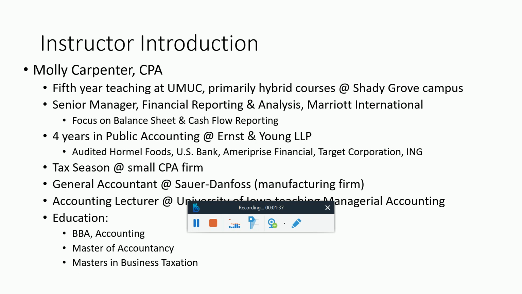Before that, I was in public accounting at Ernst & Young. I was actually in their Minneapolis office. I spent time auditing a variety of different companies, including Hormel Foods, U.S. Bank, Ameriprise Financial, Target, and ING. So you'll notice throughout this course I'll sprinkle in some of my experiences with some of those companies.